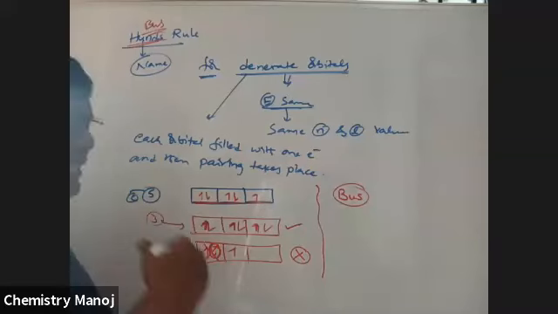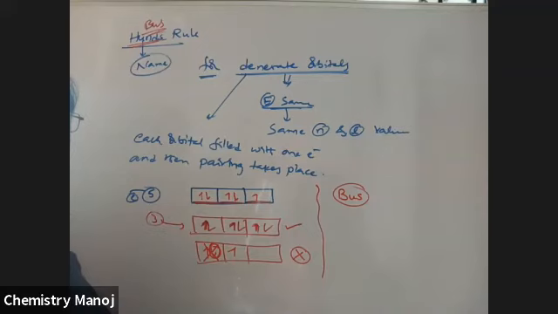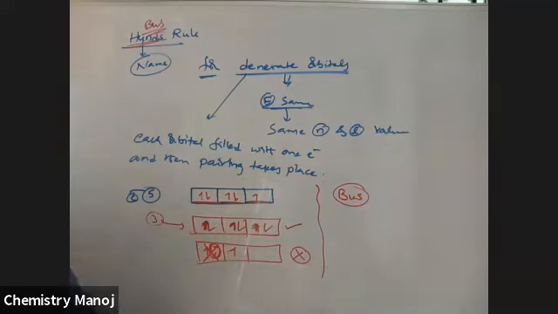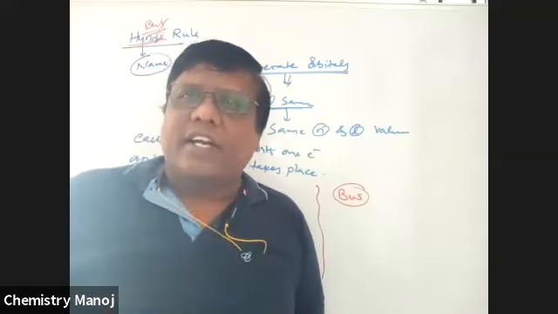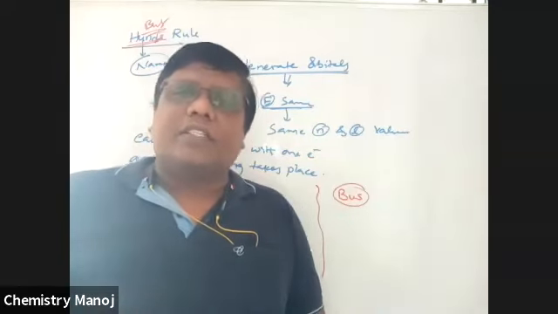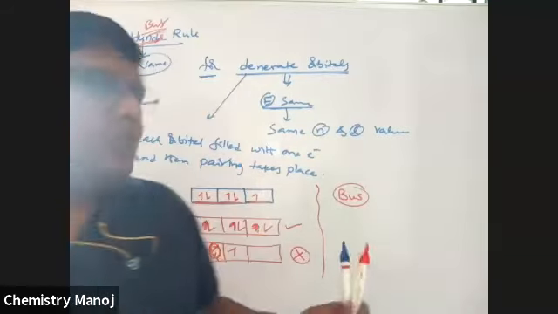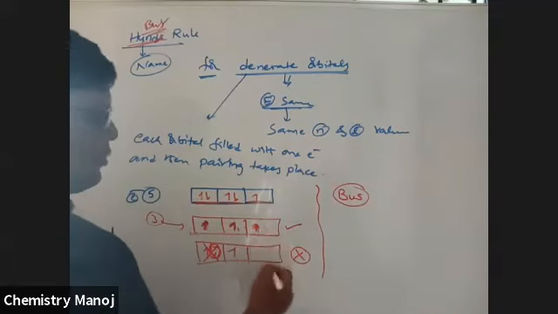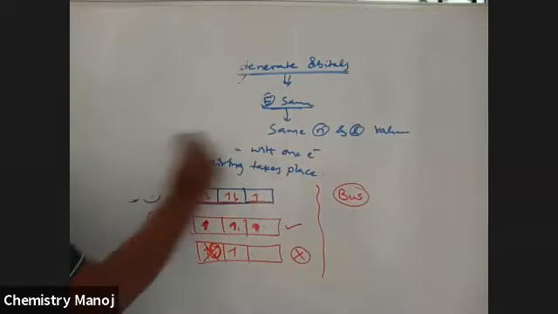Just like our nature, electrons also have that nature. Each orbital is filled with one electron, and then pairing takes place. All the seats in your bus are degenerate. Wherever degenerate orbitals are there, each orbital is filled with one electron, and then pairing takes place. That is the full truth. So this is possible. This is not possible.